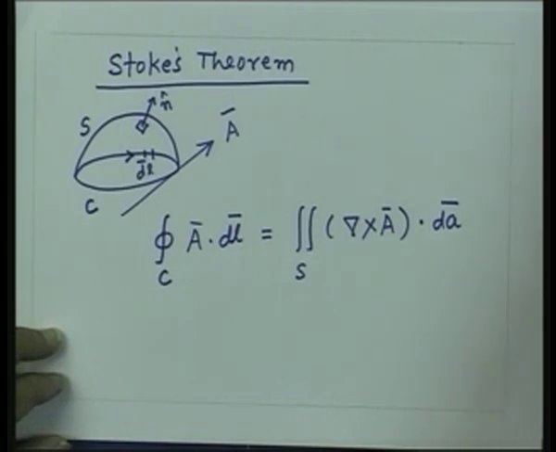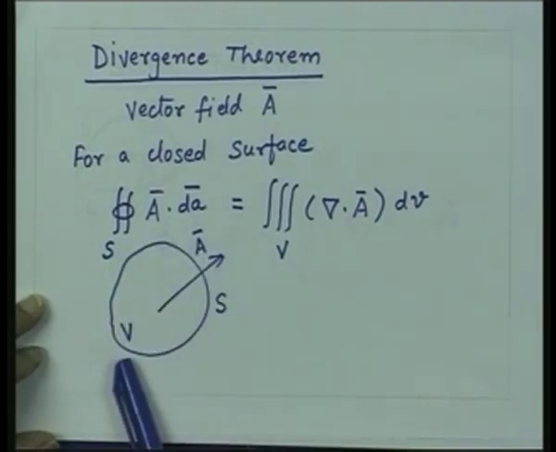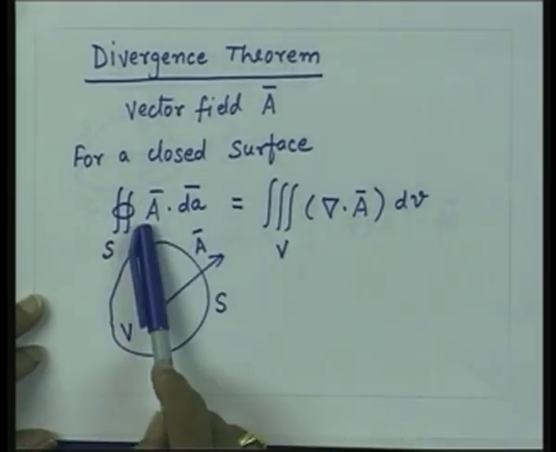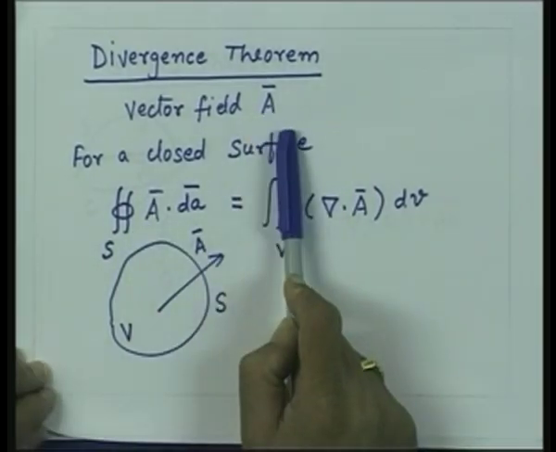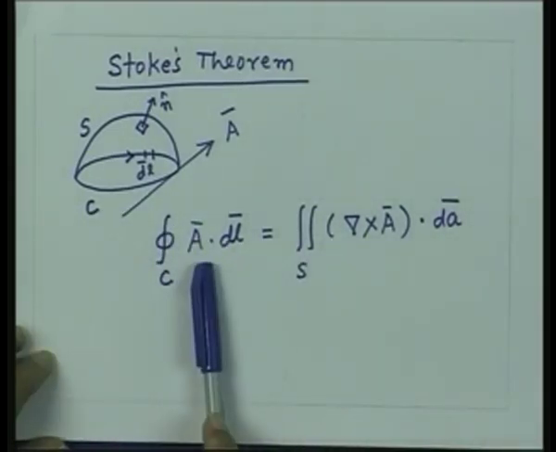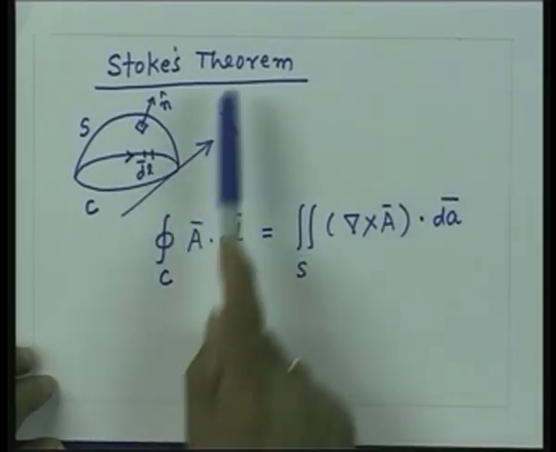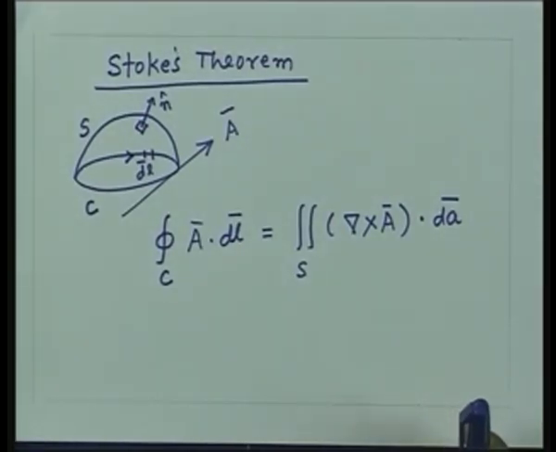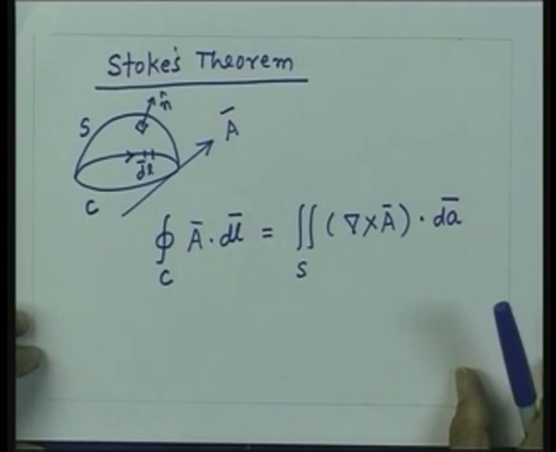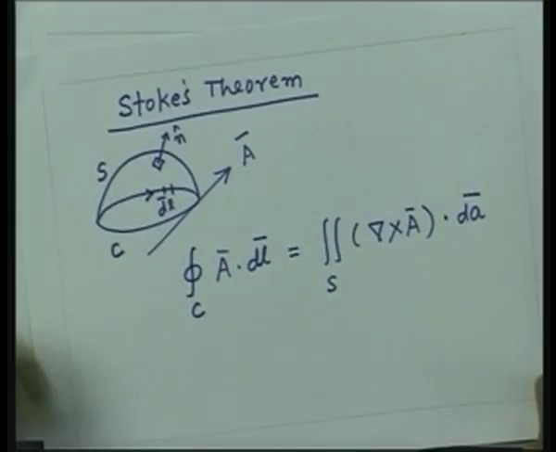So, again summarizing this, if I have a closed surface, then the surface integral and the volume integral can be related by the divergence theorem, and if I have an open surface, then the line integral and the surface integral can be related through the Stokes theorem. So, later on for solving the problems of electromagnetics, especially when we write Maxwell's equations in the integral and differential form, these two theorems become very important. They come very handy in converting from the differential to the integral form.